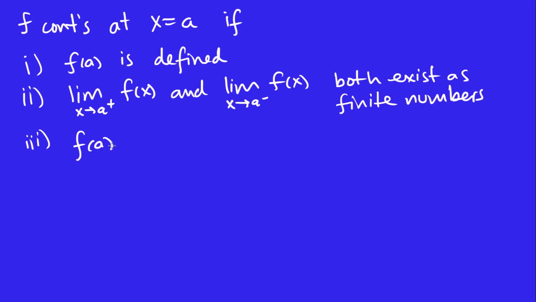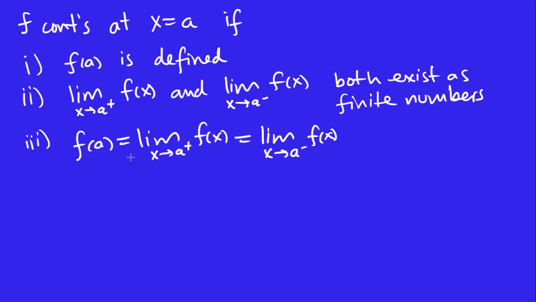So f of a is the same as the right limit, and that's also the same as the left limit. I'm writing it a little bit different than I did on the last video, but it's really the same thing, okay? All we need to check is that the number a is in the domain, so f of a is defined. The left and right limits usually always exist unless the function is extremely weird. And as long as they exist as finite numbers, the second condition is also satisfied.